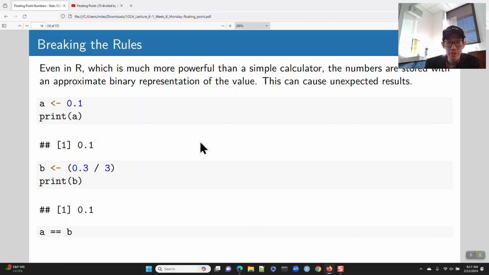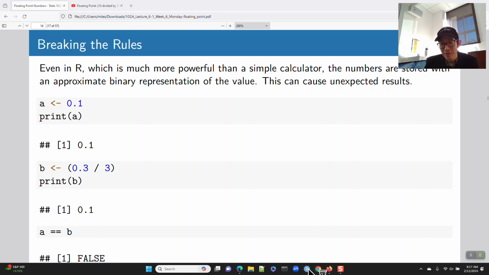Let's try this. Here I have a is 0.1, and you can try this out on your computer. So a is 0.1, and you ask what is a, and you get 0.1. For b, write 0.3 divided by 3. You ask what is b, and you get 0.1. Then you can ask the computer, is a equal to b? And the computer will say false.